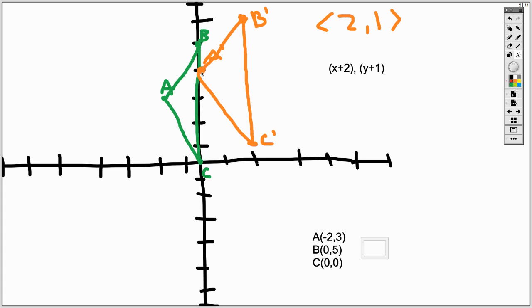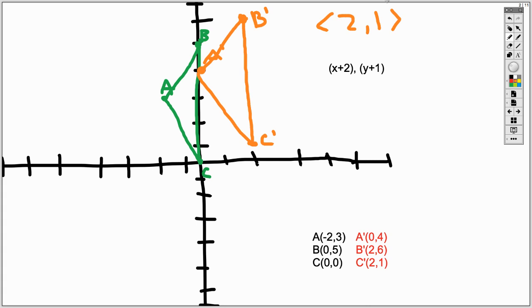So here we put our new coordinate A to be (0, 4). B to be (2, 6). And C to be (0, 1). Oh, sorry, (2, 1). My bad. So these are the coordinates.